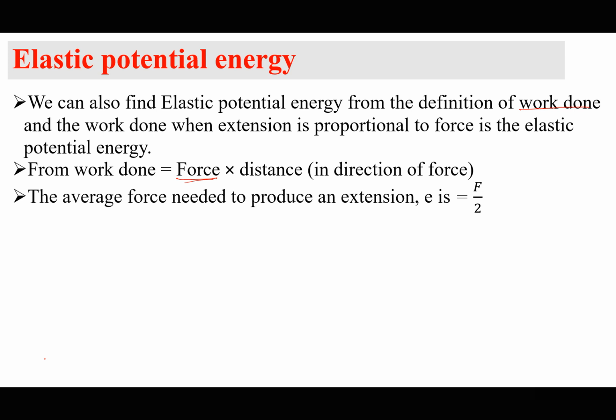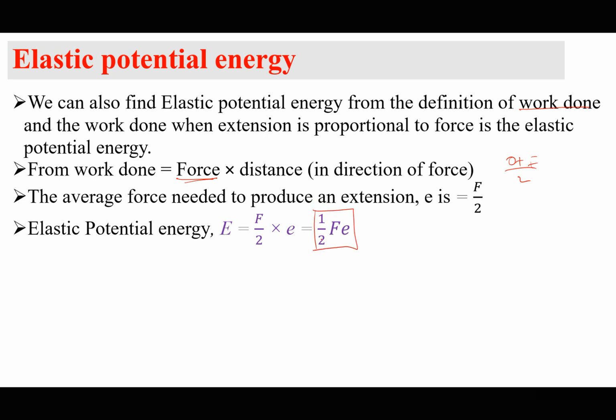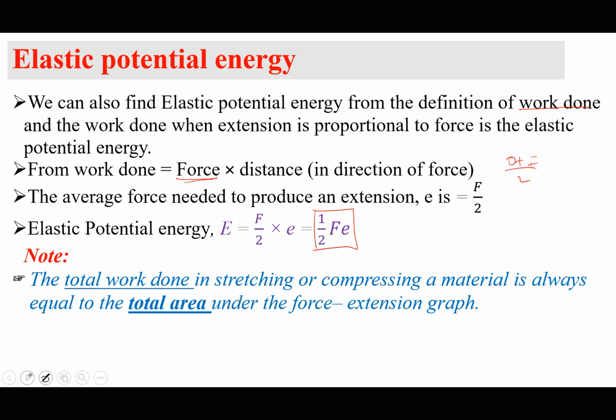And since the force increases from 0 to capital F, the average force is going to be (0 + F) divided by 2, which is F over 2. Therefore, the elastic potential energy is still equal to a half Fe, because it's the average force times the distance, which is the extension. We need to note something here which is very important. The total work done in stretching or compressing a material is always going to be the total area under the force extension graph.